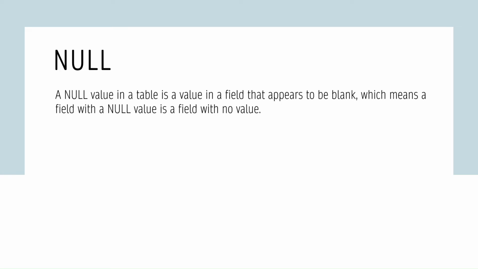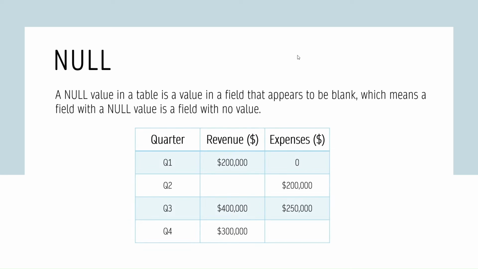So what does a null denote in SQL? A null value in a table is a value in a field that appears to be blank, which means a field with a null value is a field with no value. So it is very important to understand that a null value is different than a zero value or a field that contains spaces. For example, in this table, you can see that there are some blank spaces in the revenue column as well as in the expense column. But in the expense column, you can see there is zero as well. So the blank value will be different from the zero value over here. So again, I'm saying it's very important to understand that a null value is different than a zero value or a field that contains spaces.